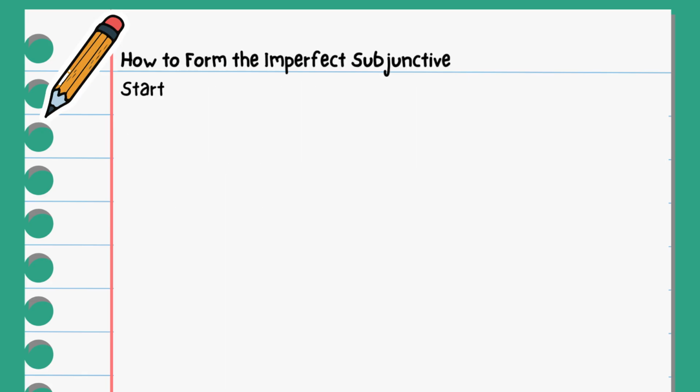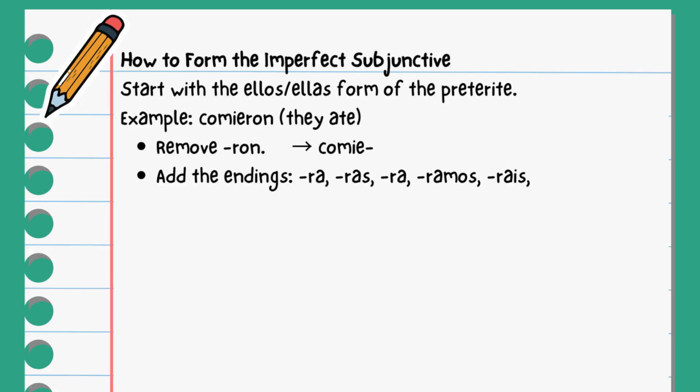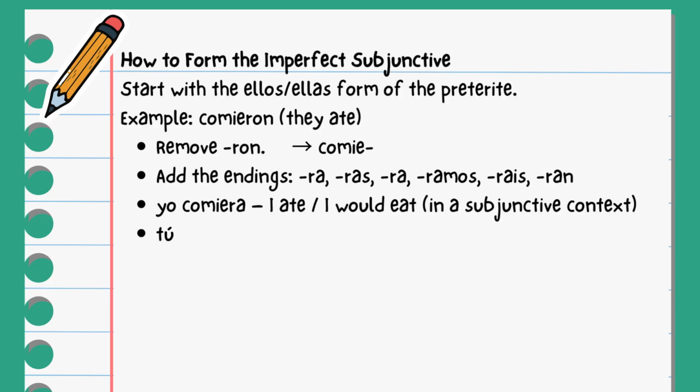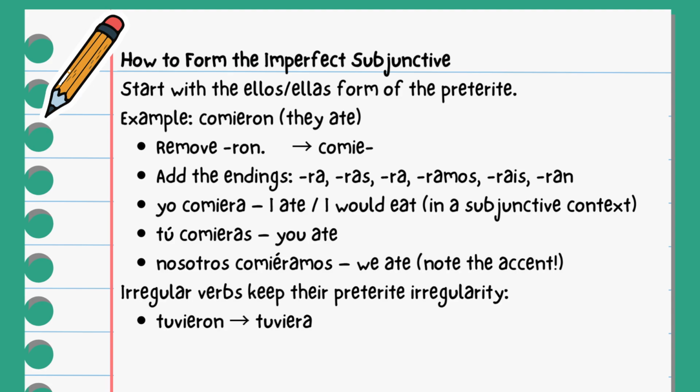So, how to form the imperfect subjunctive? You start with the ellos or ellas form of the preterite. For example, comieron, meaning they ate. You remove the ron and you are left with comie. So you add the endings ra, ras, ra, ramos, rais, ran, and then you are left with yo comiera, I ate, or I would eat in a subjunctive context.